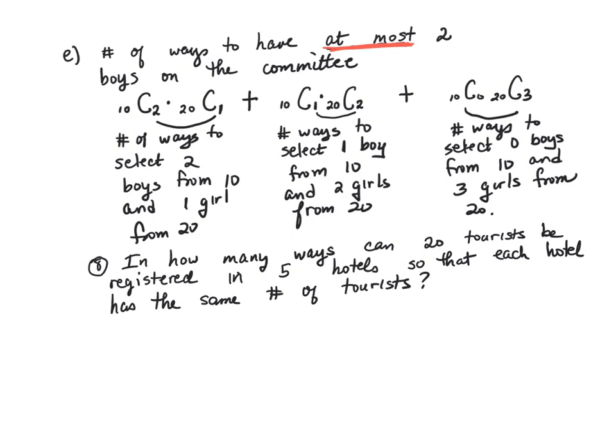So this last one is a little different from the others. Sometimes we have to be creative in our solutions. Suppose we had 20 tourists who visited a place, and you're a hotel manager, and you have 5 hotels, and you'd like to register these tourists in 5 hotels so that each hotel would have the same number of tourists. In how many ways can you do that? Well, if there are 20 tourists and you'd like to put them into your 5 hotels, that means that there are 4 tourists per hotel.